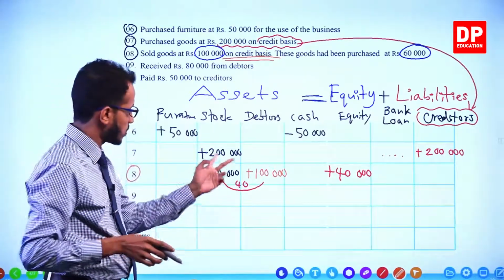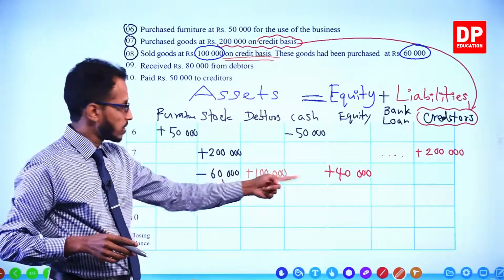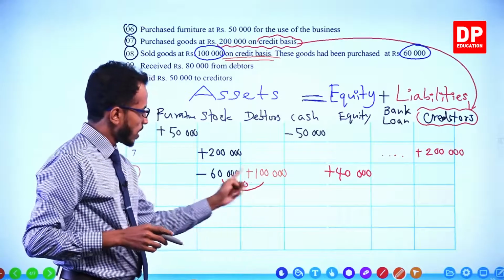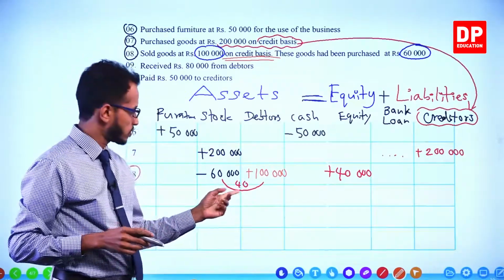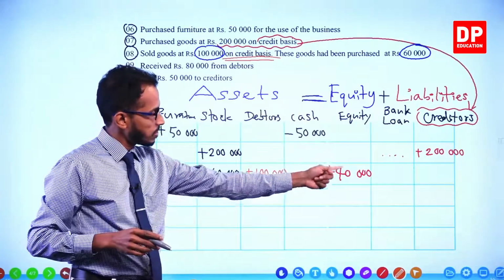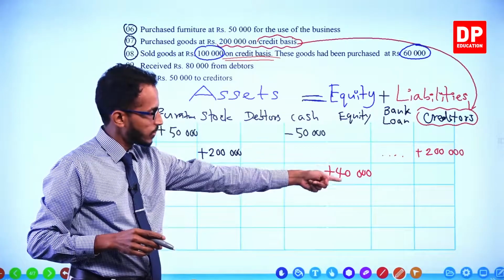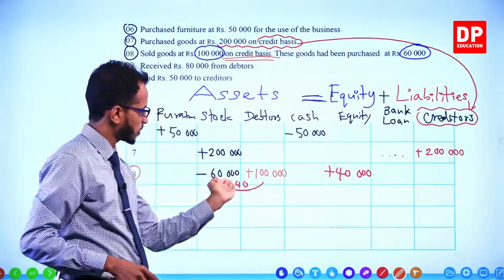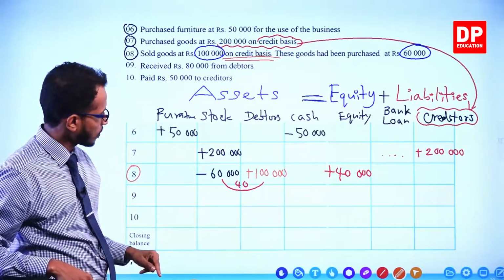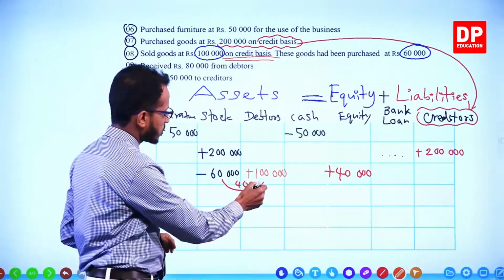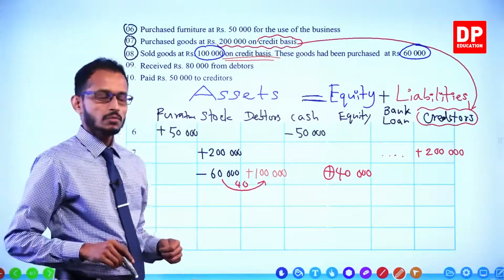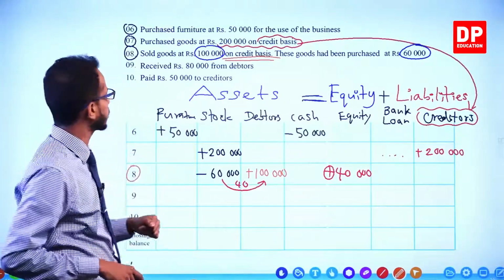Always check the balancing of the impact. There's a 60,000 impact here, 100,000 impact here, and there's a difference. The difference is 40,000. When this 40,000 is added to equity, it's balanced. This side and this side balanced. The increase of 40,000 has been added here. Yeah, that's how it is done. Finished.